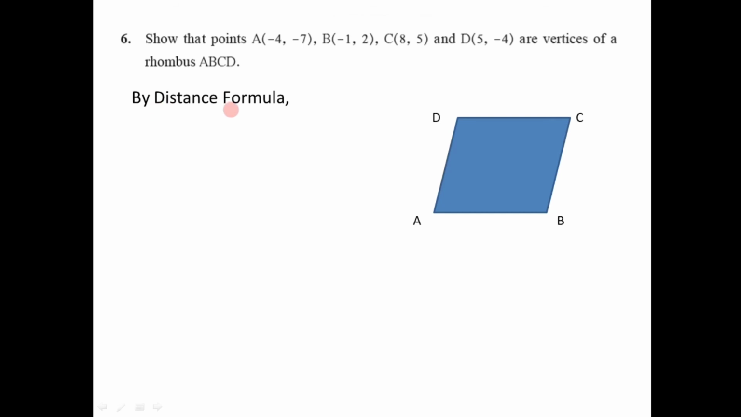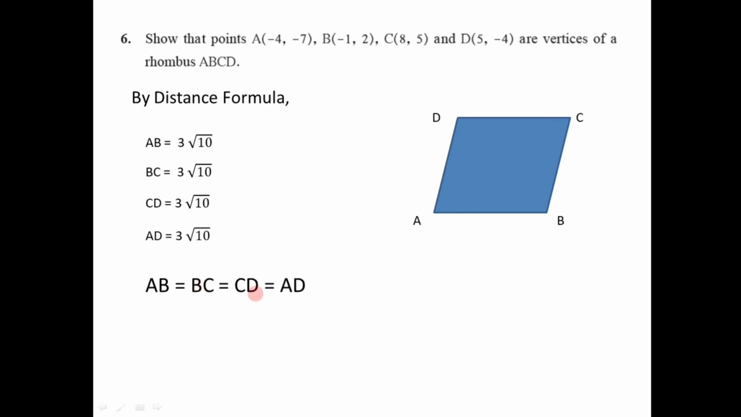So if we use the distance formula to find the length of segment AB, it comes to be 3 root 10 units. In the same way, we can find the distance BC by using the distance formula. It also comes to be 3 root 10 units. Similarly, distance CD is also 3 root 10 units and the distance AD is also 3 root 10 units. You can check whether all the four distances are 3 root 10 or not by simplifying the distance formula. Now as we can observe, the lengths of all the four sides are equal, that is AB is equal to BC is equal to CD is equal to AD, that is 3 root 10 units.